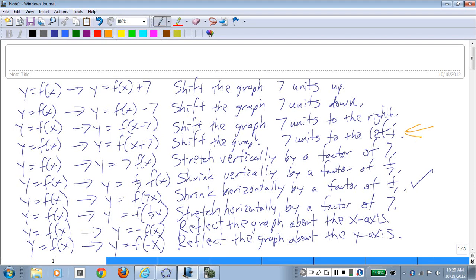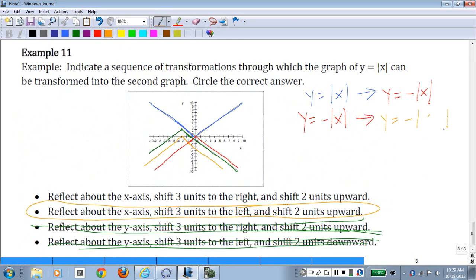What goes in there inside the parentheses or the absolute value bars? X plus 3. X plus 3 it is. That will shift the graph 3 units to the left. And then finally, we've got to go 2 units up to get to the green graph. So from y equals negative absolute value of x plus 3, to the green graph, what should we do to the right-hand side to go up 2?